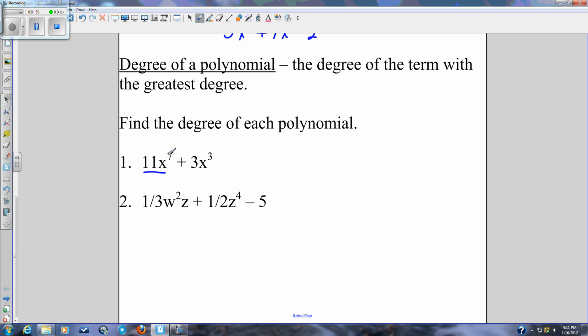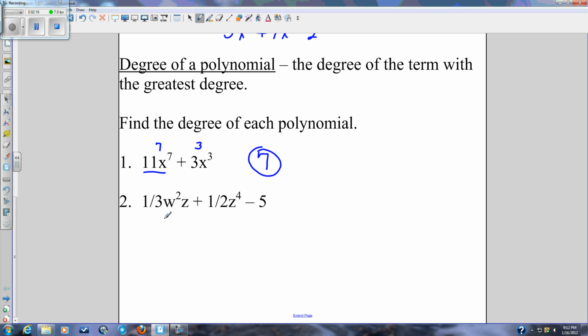We have 11x to the 7th plus 3x to the 3rd. The degree of 11x to the 7th is 7. The degree of 3x to the 3rd is 3. Pick the higher of the two, and that would be 7. So this polynomial has degree 7.